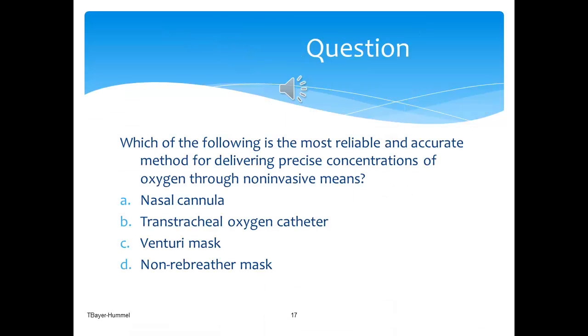This is just a simple question. Which of the following is the most reliable and accurate method for delivering precise concentrations of oxygen through non-invasive means? Nasal cannula, transtracheal oxygen catheter, Venturi mask, or your non-rebreather mask? Look at your previous slide to figure out the answer.